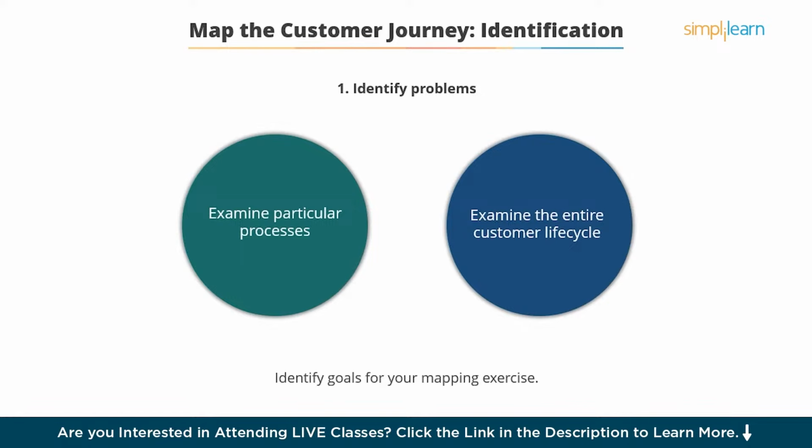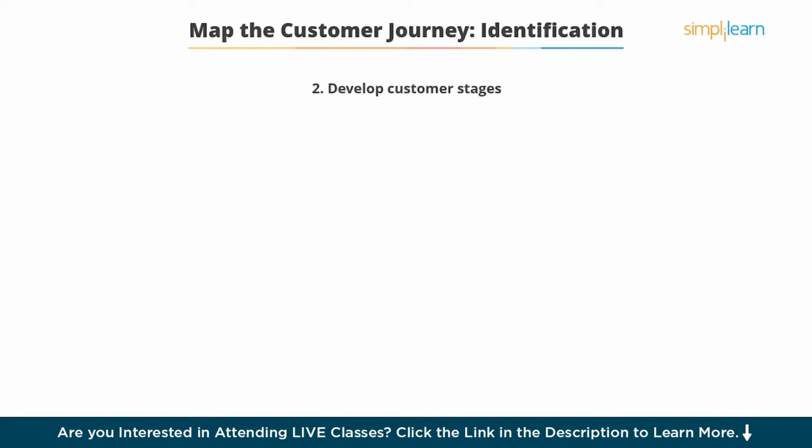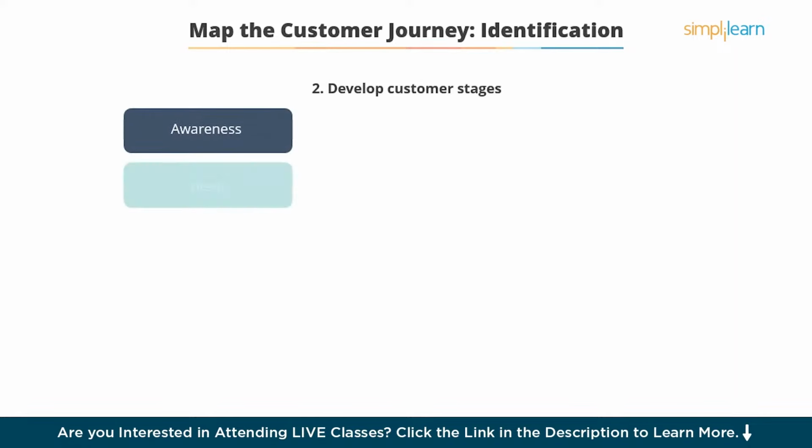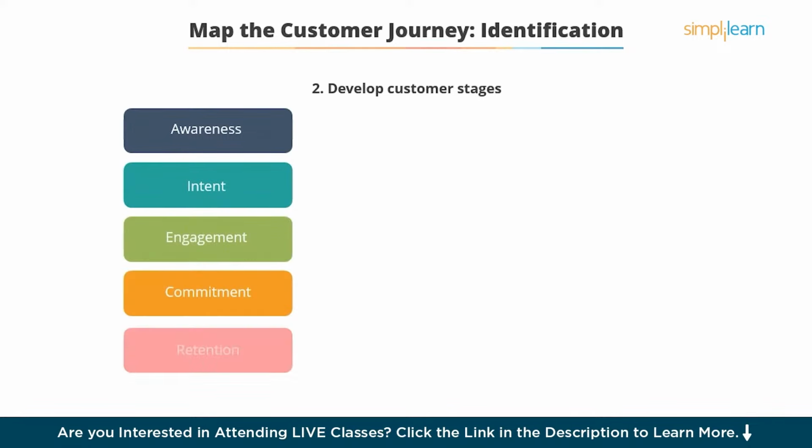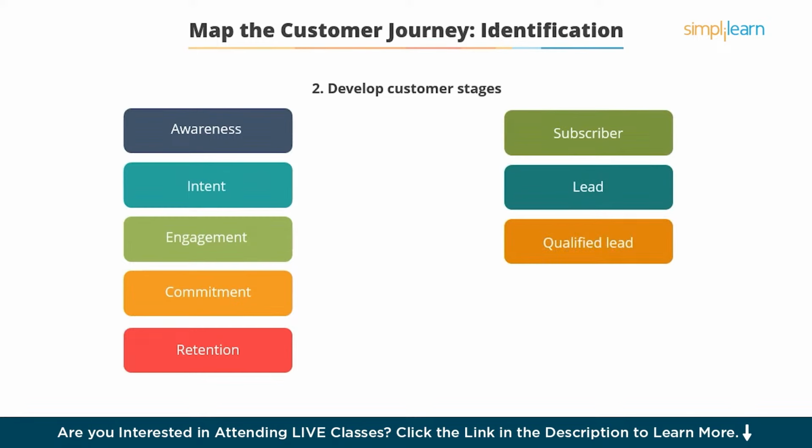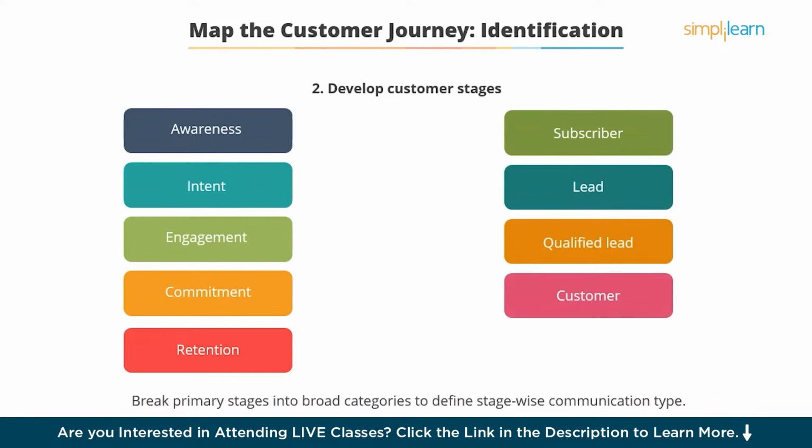Start by identifying your goals for the mapping exercise. Develop appropriate customer stages, such as awareness, intent, engagement, commitment, retention, or subscriber, lead, market qualified lead, customer. Break down the primary stages of the customer life cycle into broad categories. This helps you to define the types of communications appropriate for the customer at that stage.